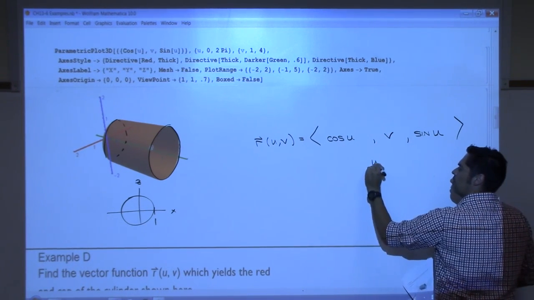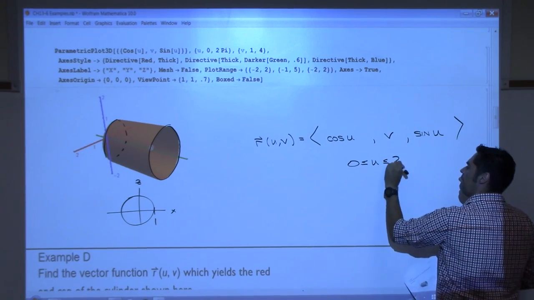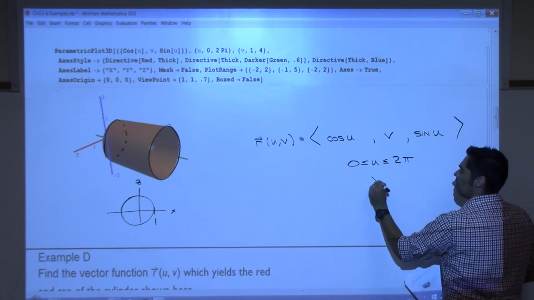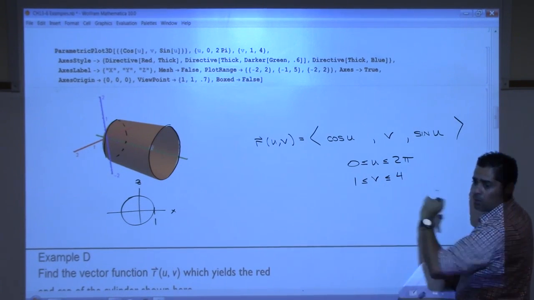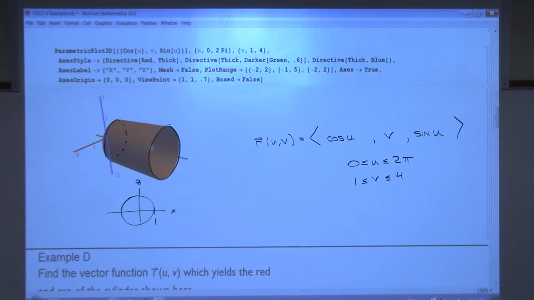And then I'll let my u go between 0 and 2 pi. That'll draw me circles. I'll let my v go between 1 and 4, and that will move those circles back and forth, and that'll give me the cylinder. That's not so bad, right? Questions?